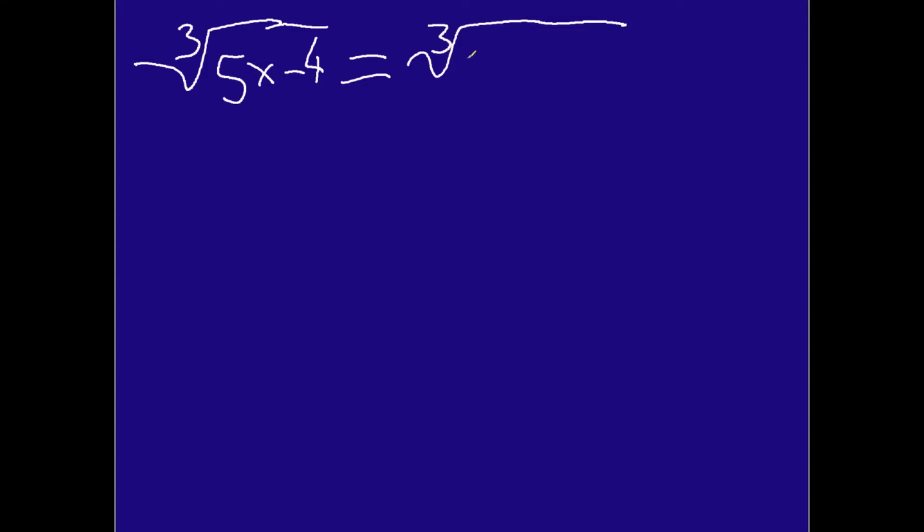For our simplest example, imagine we have the cube root of 5x minus 4, and this goes all the way across, equals the cube root of 2x plus 5. Now in this particular situation, the key to success is to understand what the index is. So in this example, the index is 3.